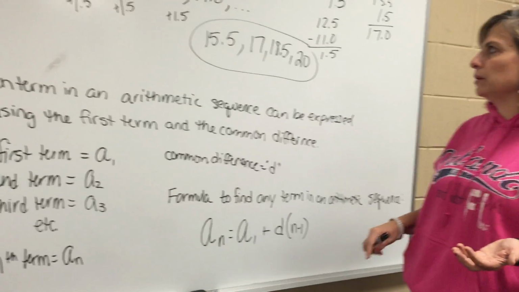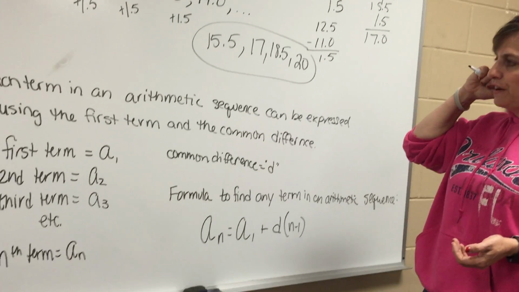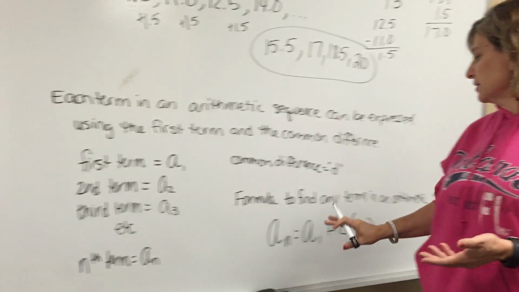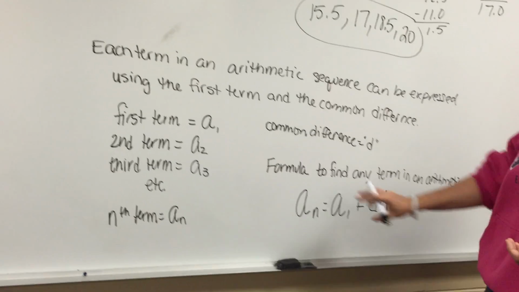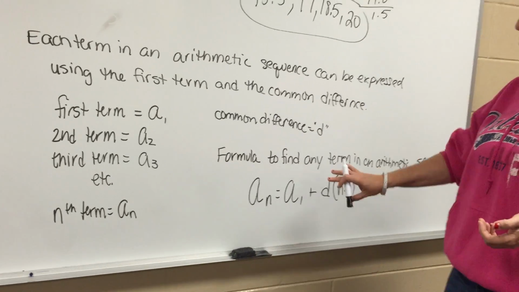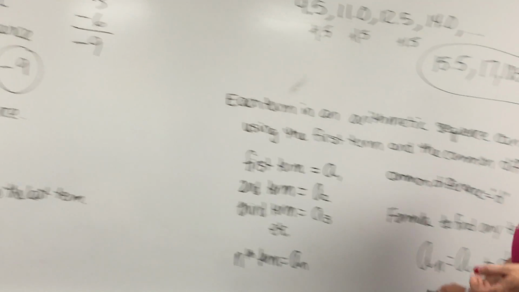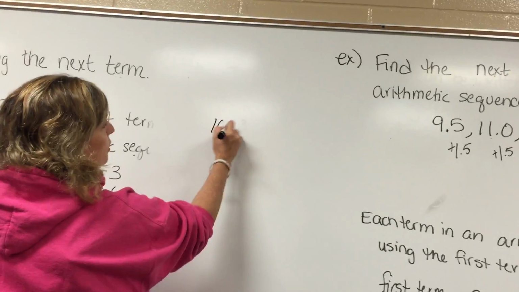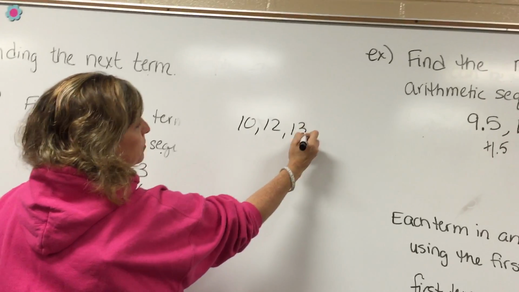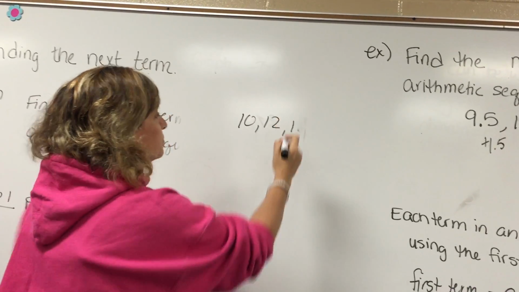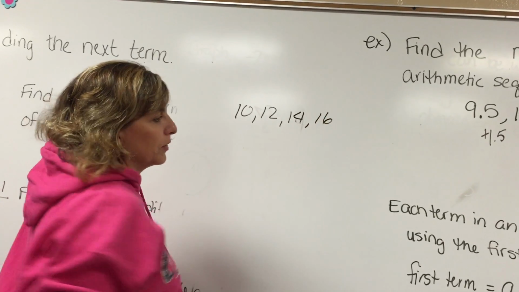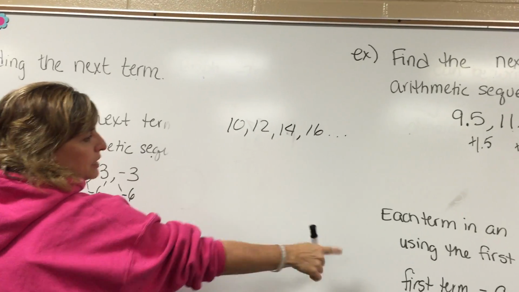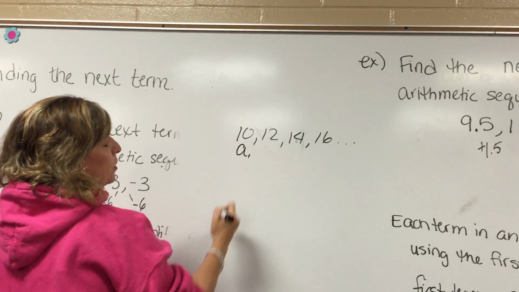So for example, okay, if my first term was 10, I'm going to just use this formula, and I'm going to show you how this works. Okay, so let's say my first term is 10. My second term is 12, my third term is 14, and then 16. Okay, and then dot, dot, dot. So my first term is A sub 1.